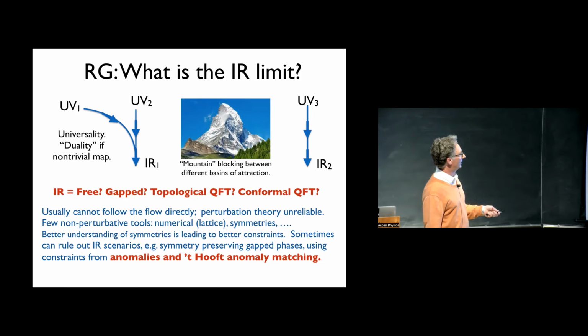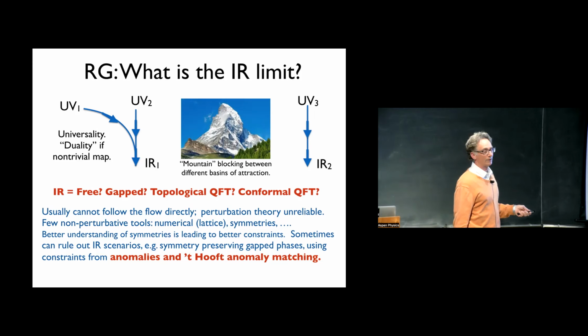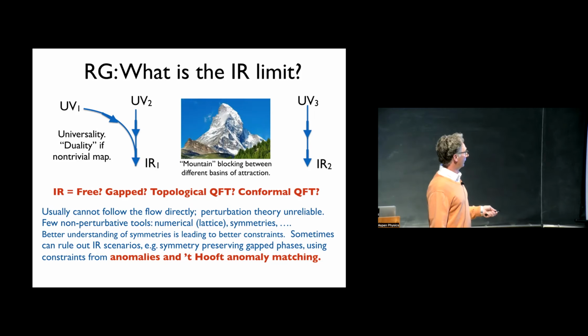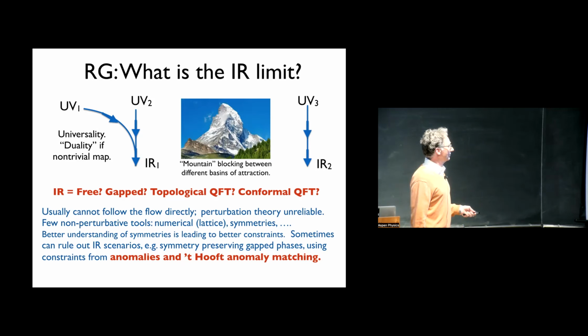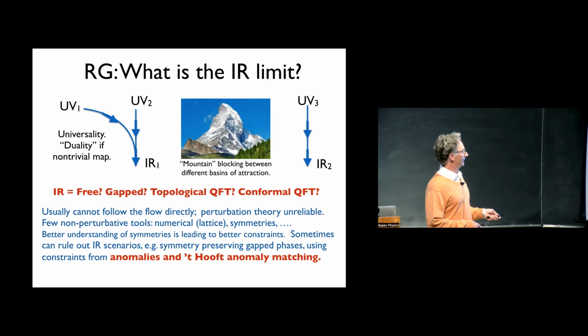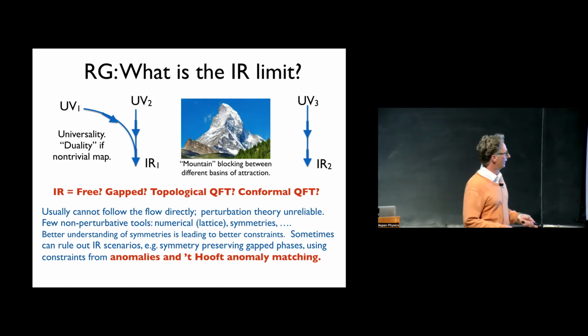Is it free, gapped, a topological quantum field theory, a conformal field theory? Usually we can't follow these flows directly as perturbation theory quickly becomes unreliable. And there are very few non-perturbative tools. One tool is to do it numerically by putting the theory on a lattice. And the other tools are mostly based on symmetries. So a better understanding of symmetries is leading to better constraints. And sometimes it's possible to rule out some infrared scenarios like symmetry-preserving gapped phases using constraints from anomalies and anomaly matching. So this is something that I'll discuss most soon.